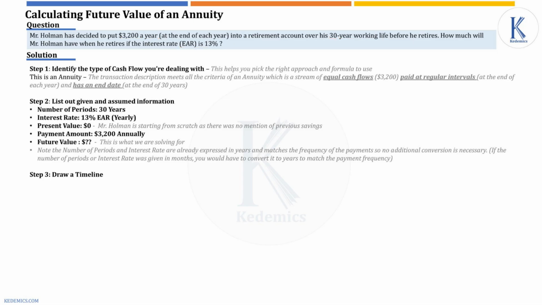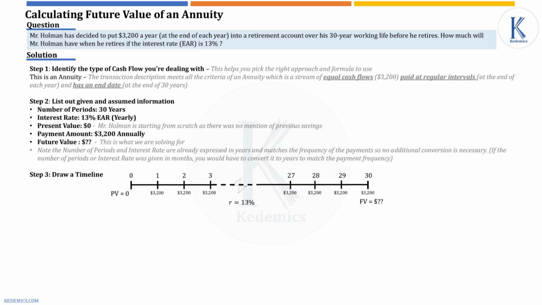The next recommended step is to draw a timeline. Timelines are useful especially when you have multiple cash flows and periods. Timelines help you see the timing of your cash flows in each period. When we draw timelines for annuities, the cash flows are all the same, equal payments happening at regular intervals.